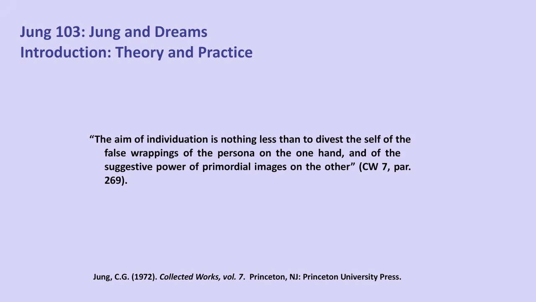But what I just said begs the question, in general, what is individuation? Well, individuation is the word that Jung used to describe the differentiation. Differentiation is a key word here. Differentiation means the separation of the conscious ego from the unconscious self. As Jung says, the aim of individuation is nothing less than to divest the self of the false wrappings of the persona on the one hand, and of the suggestive power of primordial images on the other.